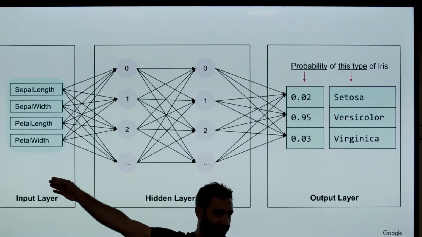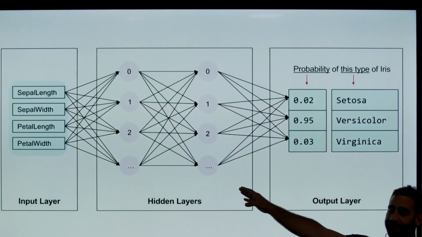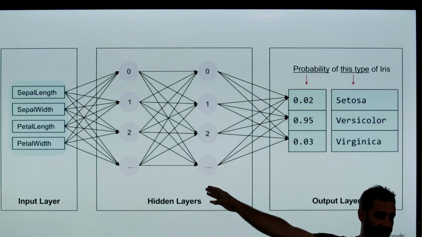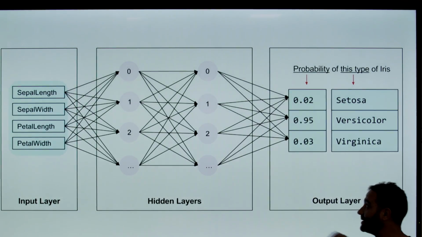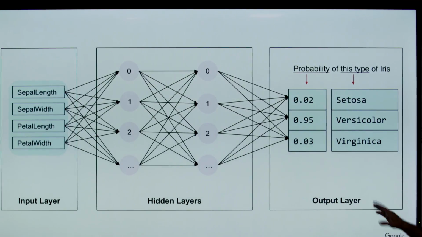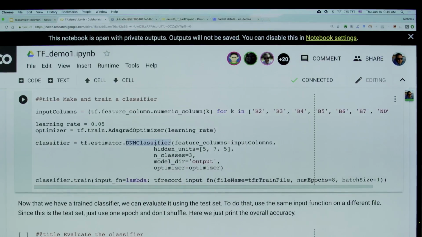We have an input layer, which is coming from those feature columns that we've specified. We have some hidden layers, and I'll show you where that is in a second, but each hidden layer has a number of nodes. And then we have the output layer, which is going to be our prediction. So here's where that's happening.